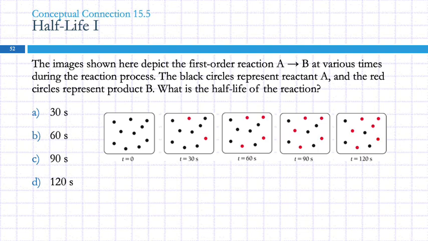What should be true at the half-life? I should have half as many. I should have 5, right? So I should have 5 black ones and 5 red ones. So which time has that? 90 seconds. So if you look at this one, we've got 5 and 5. So the half-life must be 90 seconds. Any questions?